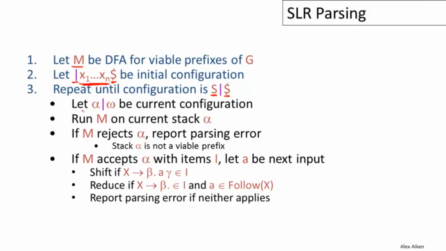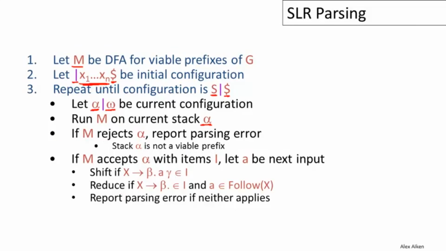So an intermediate configuration will be written as alpha | omega, where alpha is the contents of the stack and omega is the remaining input. What we're going to do is run the machine M on the current stack alpha. And if M rejects alpha, if M says that alpha is not a viable prefix, then we're going to report a parsing error. We're going to stop right there.